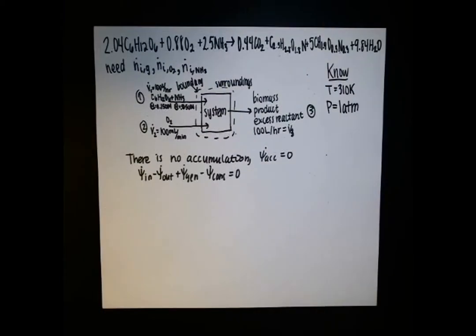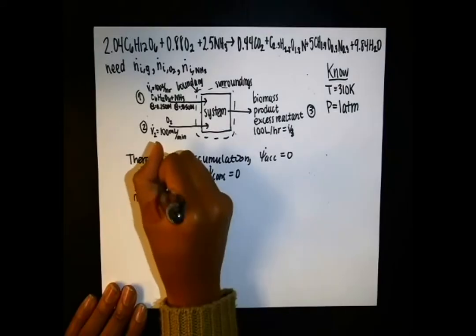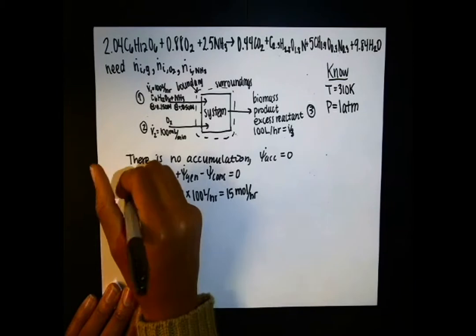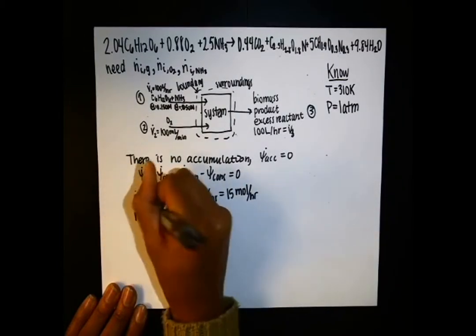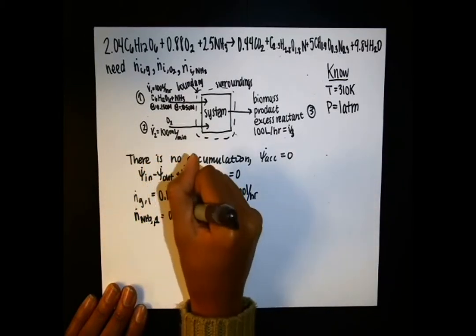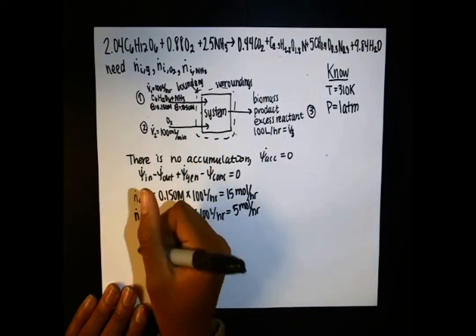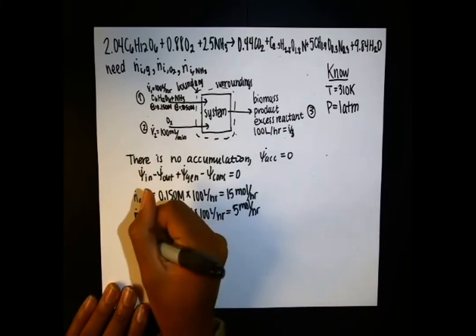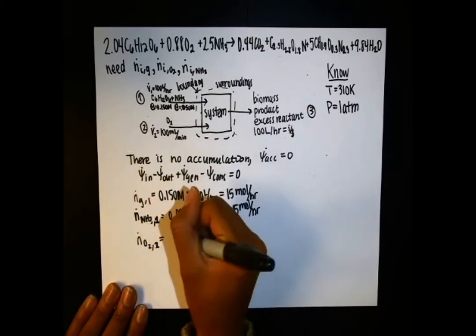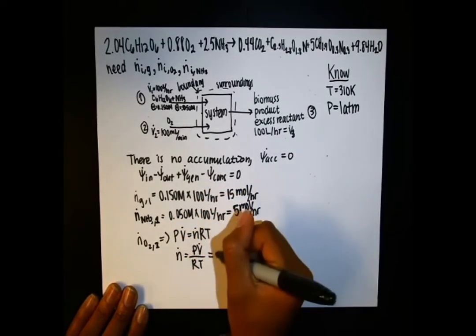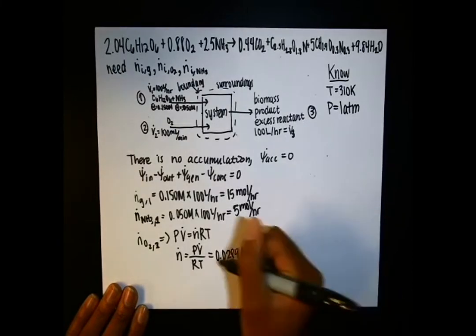Part B asks that we determine the inlet molar flow rates of glucose, oxygen, and ammonia in moles per hour. So we can use the known concentrations of glucose and ammonia to solve for their molar flow rates. So we multiply their concentration times the volumetric flow rate to get 15 moles per hour for glucose and 5 moles per hour for ammonia. Then we also use the given temperature and pressure to solve for the molar flow rate of oxygen. So we use the PV equals nRT equation and get that the molar flow rate of oxygen is 0.0289 moles per hour.